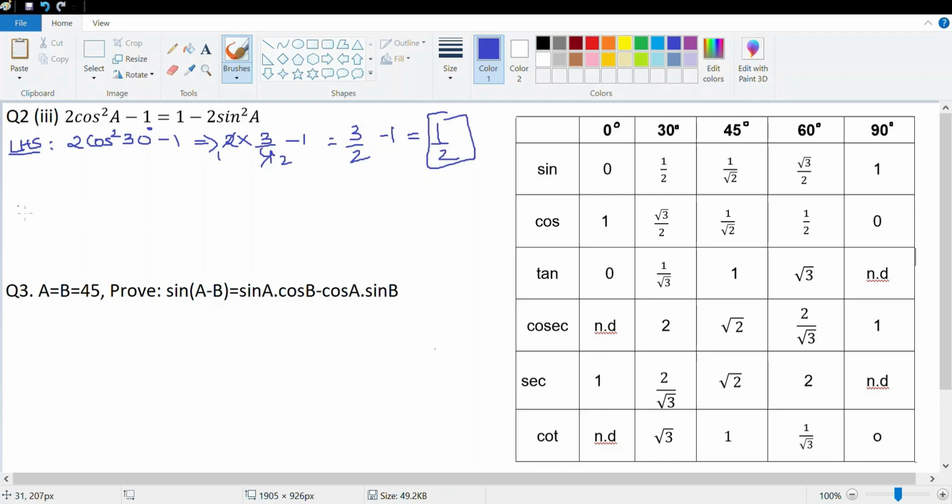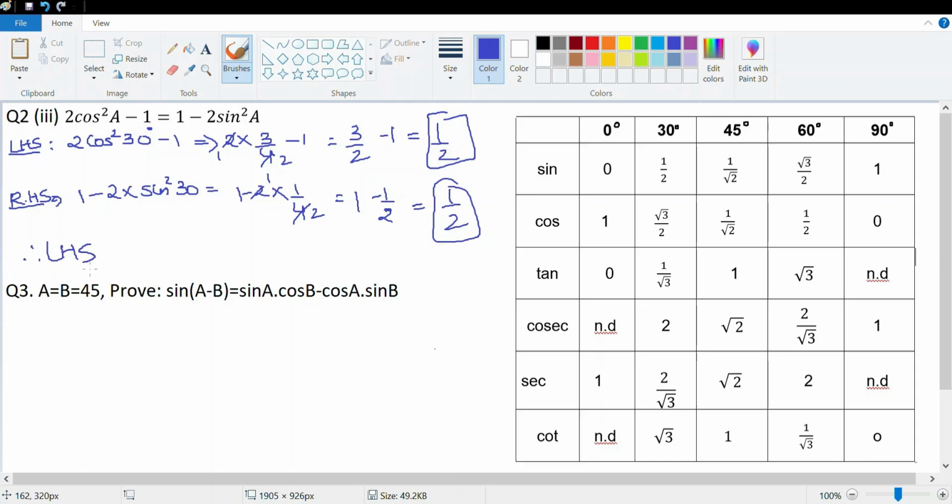Let's look at the right hand side. The right hand side is 1 minus 2 into sine square 30, which is equal to 1 minus 2 into, sine 30 is half, which means sine square 30 is 1 by 4. So 2 into 1 by 4 is half, not 2 minus half, 1 minus half. This first term is 1, not 2, which is equal to 1 minus half, which is equal to half. Therefore, LHS is equal to RHS is equal to half. So, hence proved.